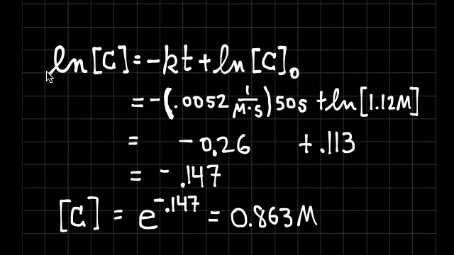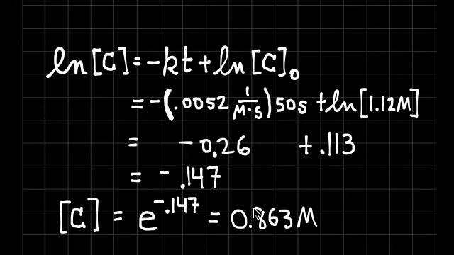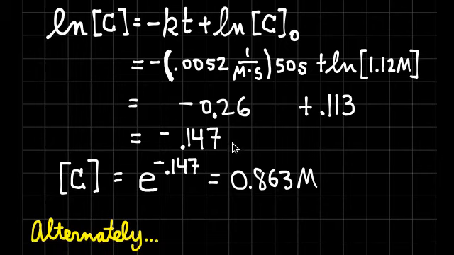To get rid of the natural logarithm on this side, I take e to the power x, and I'll take e to the power negative 0.147. And the ending concentration is 0.863. And does that make any sense? Let's see, I started at 1.12 and I go down to 0.863 in 50 seconds. That constant's pretty small, so it means it doesn't progress very quickly. I think that makes sense.